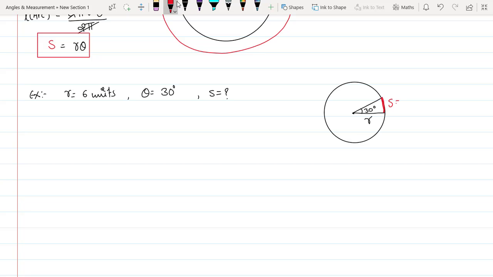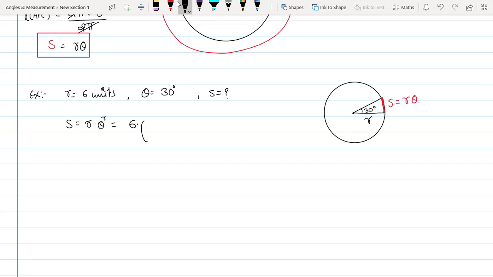This length is given by S is equal to how much? It's r into theta. Is it okay? So S is equal to r into theta. Let's substitute the values here. S is equal to r into theta, and theta should be in radians. So r is 6 units and theta is 30 degrees.